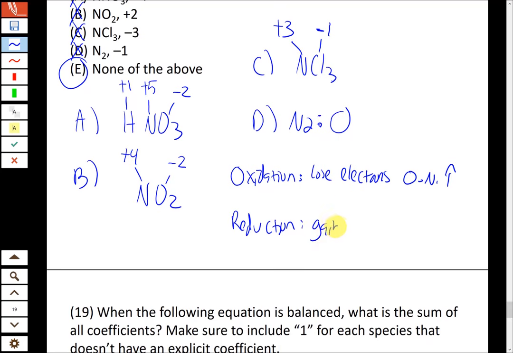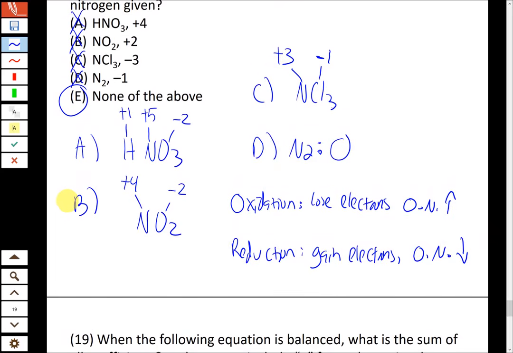For reduction, it's the opposite. Reduction is a process where something gains electrons, and the oxidation number is going to decrease, get more negative or smaller in overall magnitude. So like for these ones here, HNO3 is +5, NO2 is +4. So if you were converting HNO3 into NO2 as part of a reaction, it would be undergoing reduction because it's going from +5 to +4, and that means it's gaining an electron to do that. Okay, so that's what those mean, oxidation and reduction.